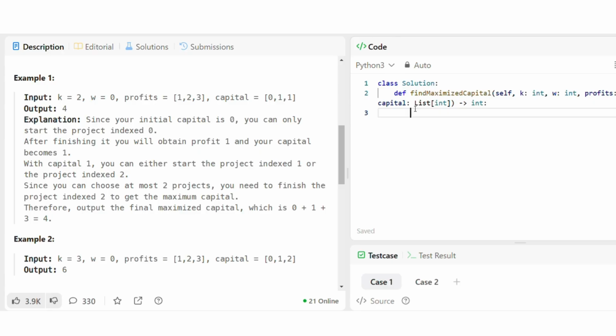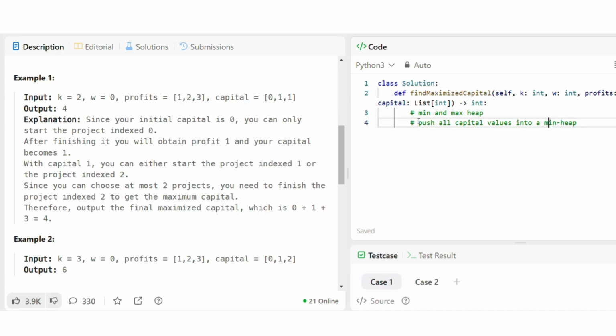In the optimized approach, we are going to use a min heap and a max heap. So we're going to have to use two heaps. What we're going to do is push all capital values into a min heap.